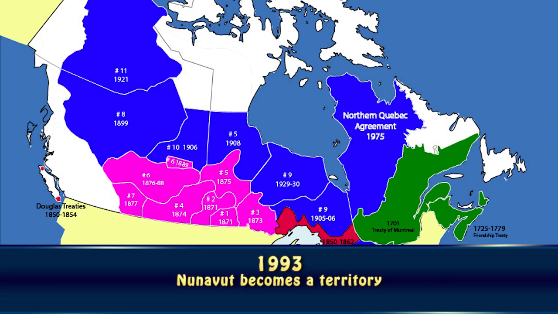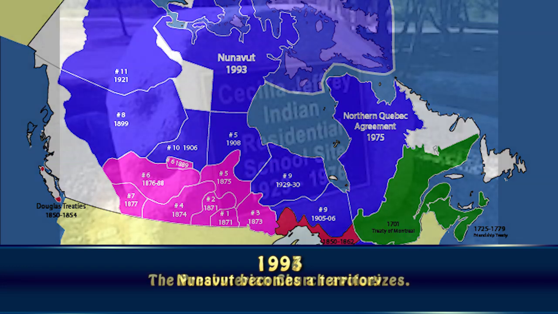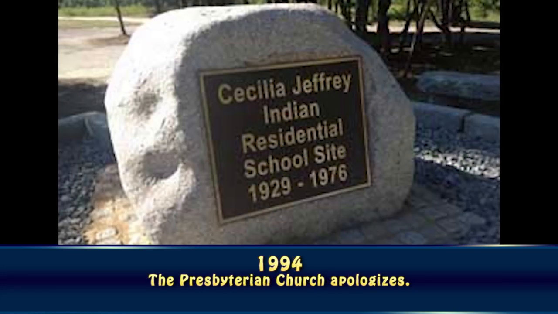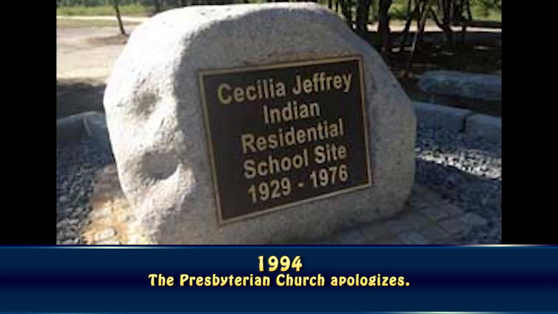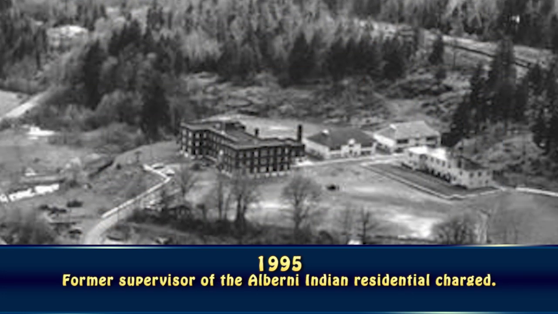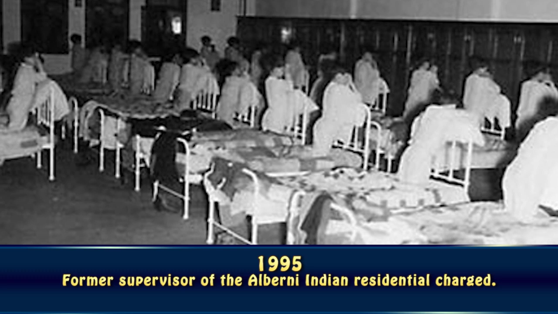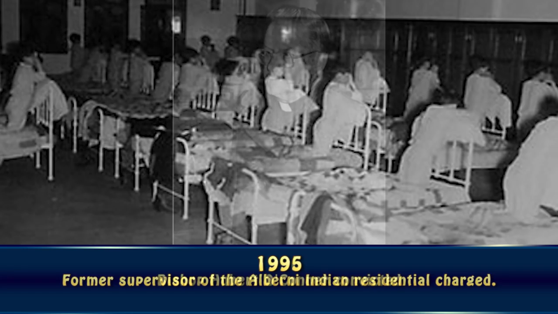In 1993, the territory of Nunavut was formed through treaty negotiations with the Inuit people. The Presbyterian Church apology to residential school survivors is adopted by their General Assembly. A former supervisor of the Alberni Indian Residential School pleads guilty to 16 counts of indecent assault against students and is sentenced to 11 years in prison.